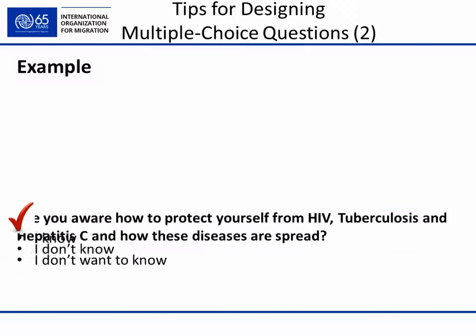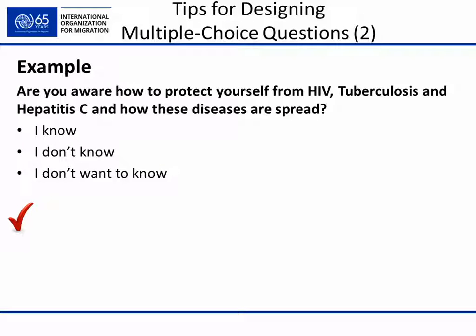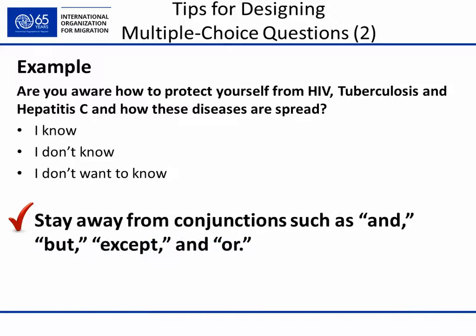Another example. Are you aware how to protect yourself from HIV, TB, and hepatitis C, and how these diseases are spread? I know, I don't know, I don't want to know. Well, what's wrong with this question? Stay away from conjunctions such as and, but, except, and or. Why? Because as you see here, there are two sentences connected with the conjunction and.